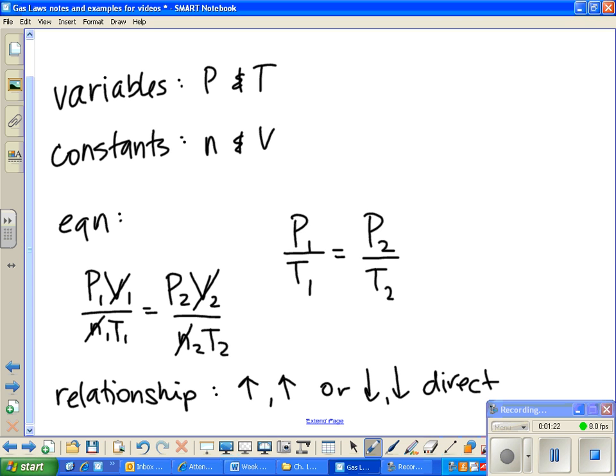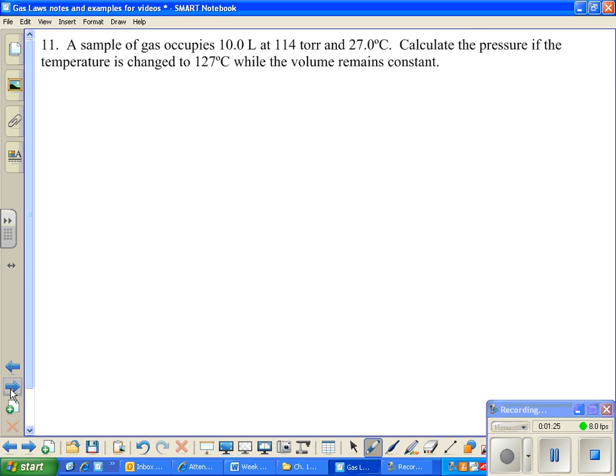So let's do an example problem. Number 11 in your packet says a sample of gas occupies 10.0 liters at 114 torr and 27.0 degrees Celsius. Calculate the pressure if the temperature is changed to 127 degrees Celsius while the volume remains constant. So they are telling you volume does not change, so we don't have to worry about writing it. When it says 10 liters, you could write it down, but you can see that it's constant.